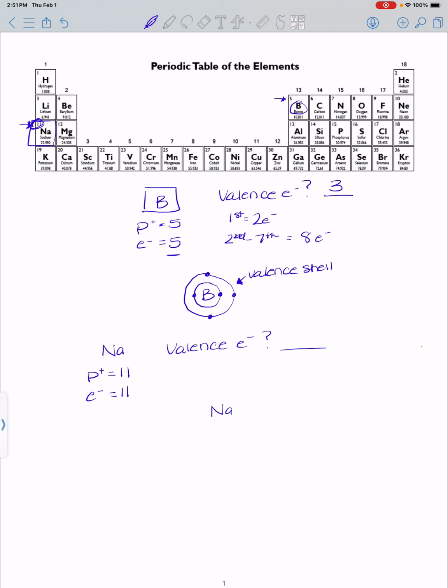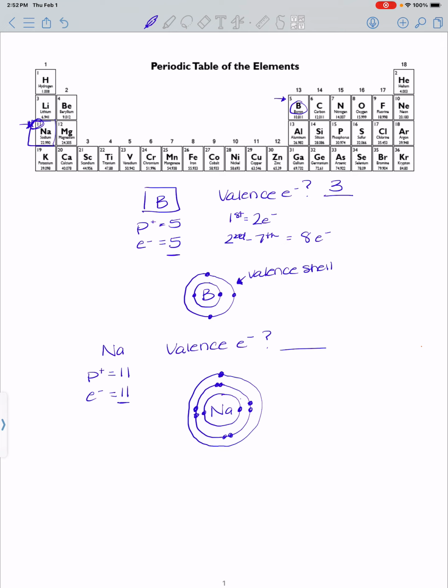Well, let's see. So the first energy shell can only hold 2. That's a rule. So we're going to put 2 here. We have to keep going and adding electrons to each ring until we hit 11. So I'm drawing another ring. 1, 2, 3, 4, 5, 6, 7, 8 electrons right there. So we had 2 in our first shell, 8 electrons out here, so there's a total of 10 electrons. Well, sodium has 11, so I have to draw another ring and add the 11th electron.